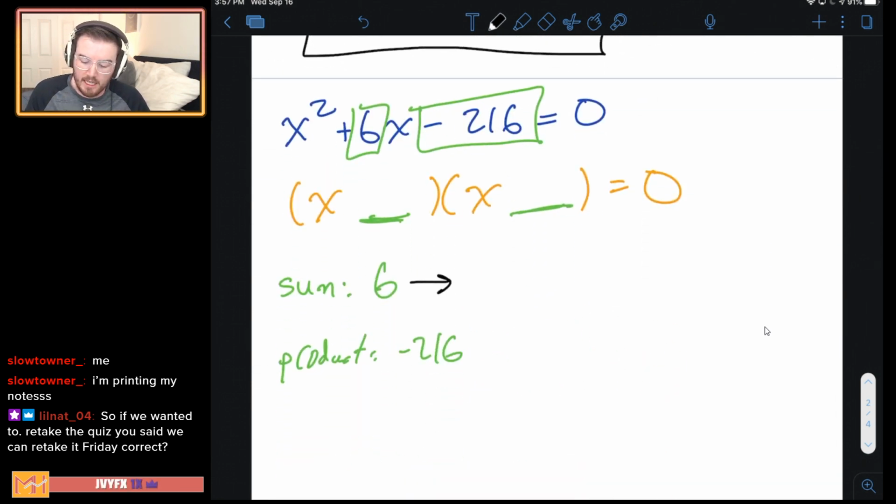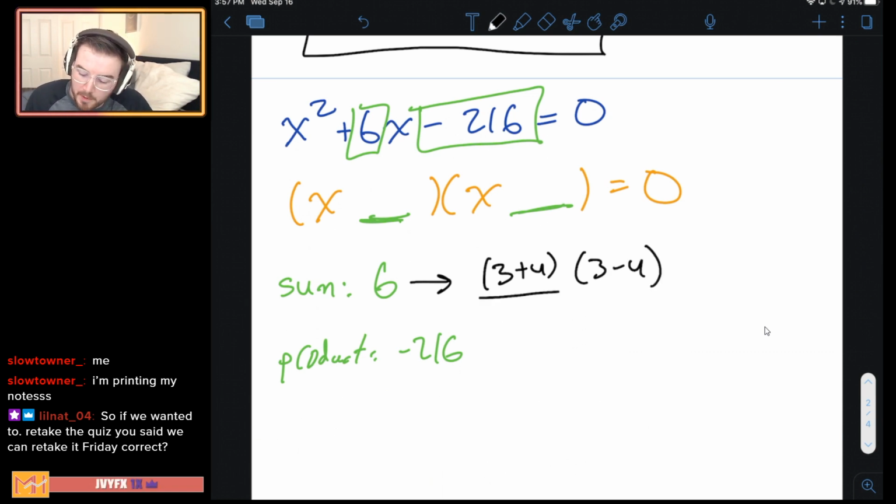So to use my phrasing there again, two numbers that add to 6 have an average of 3. And numbers that have an average of 3 take the form 3 plus u and 3 minus u. So when I multiply these two numbers, I don't know what they are, but when I multiply them together, the result should be negative 216. Because the sum of these is obviously 6. If I were to add these two together, the u's cancel, and 3 plus 3 is 6. But when I multiply these together, their product needs to be negative 216.